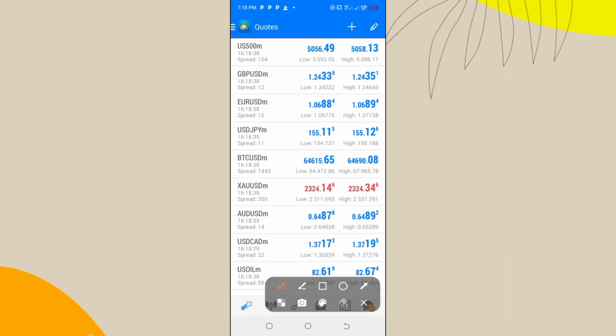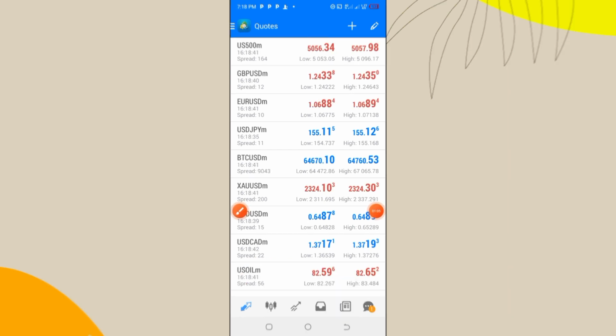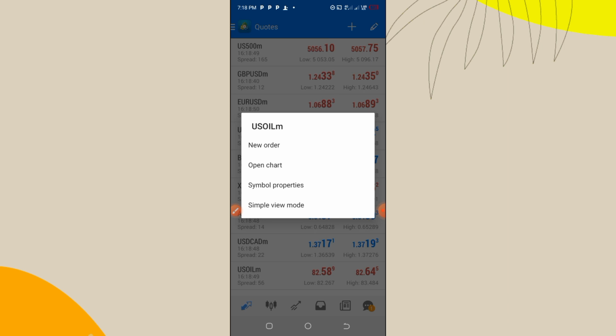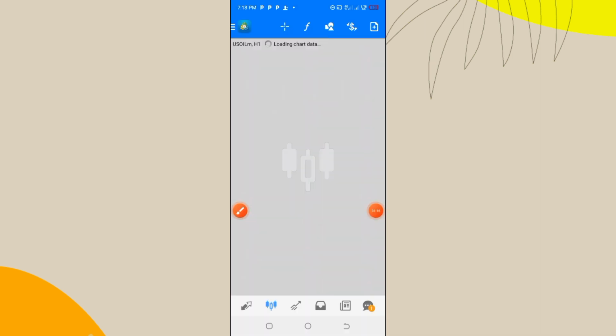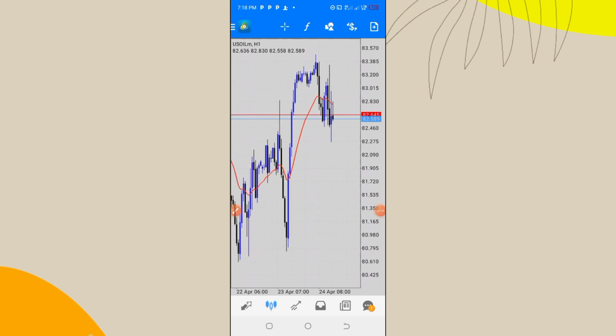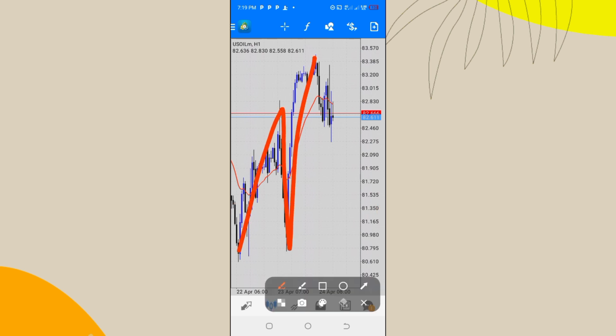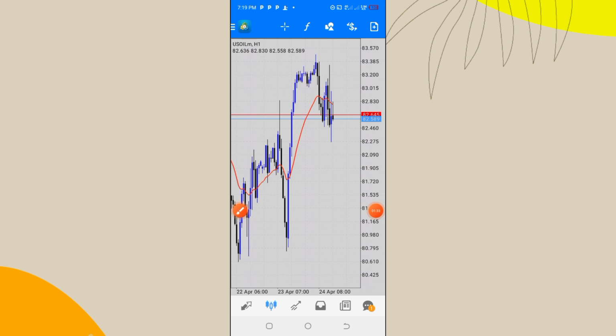And if I come here, you can see it has already been added, crude oil, US oil, right? So you tap there, you click on open chart. So this is crude oil, and you want to see how it is related to the USD CAD, because here you can see the price is bullish, although here we are in a pullback. But we are bullish. So let's look at this.